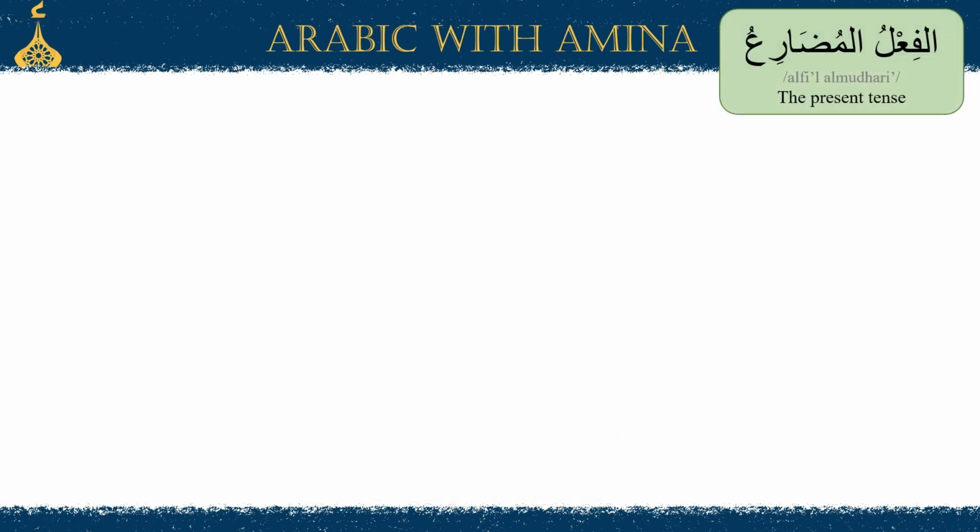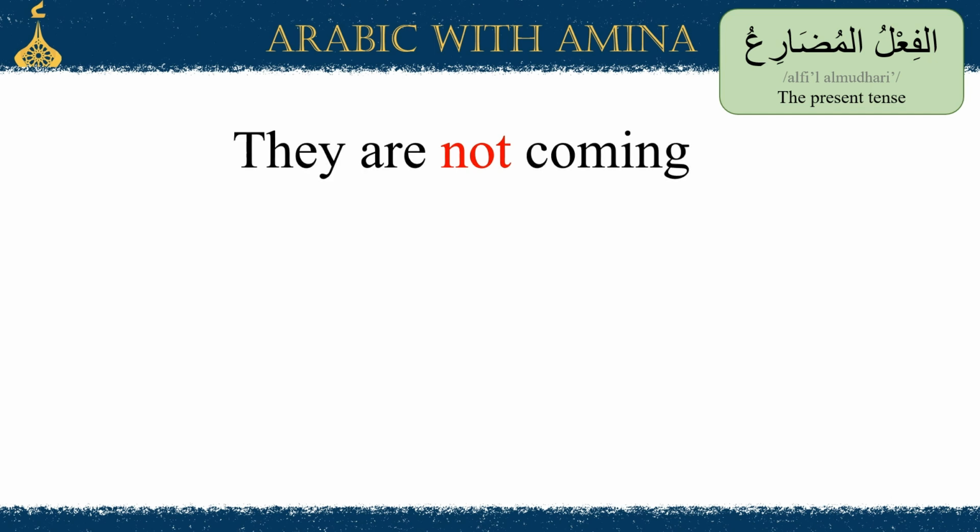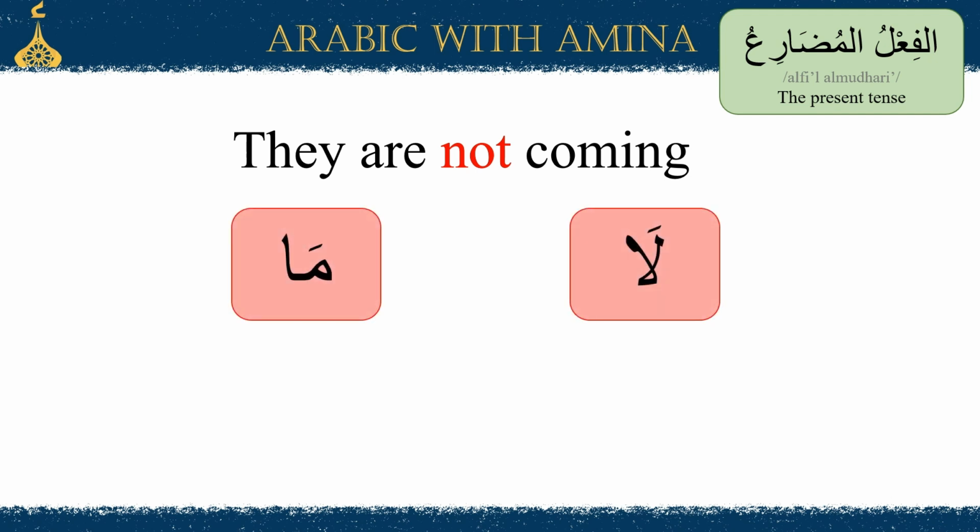We'll start off with الفعل المضارع, or the present tense. When we negate a sentence in English, we use the word not. For example, they are not coming. There are similar particles used in Arabic to negate the verbs. However, it's not just one word. For the present tense, there are two particles we use. They are la and ma. The negation particles in Arabic are known as أدوات النفي.